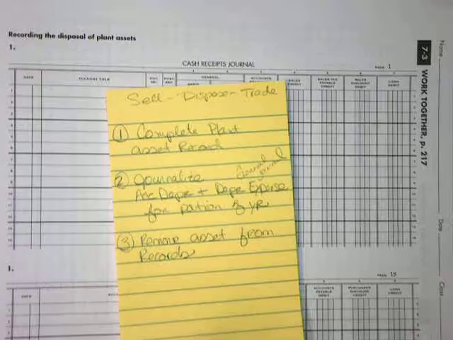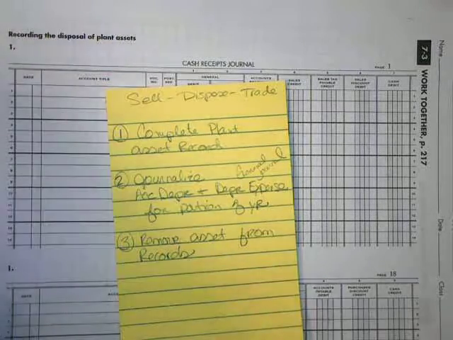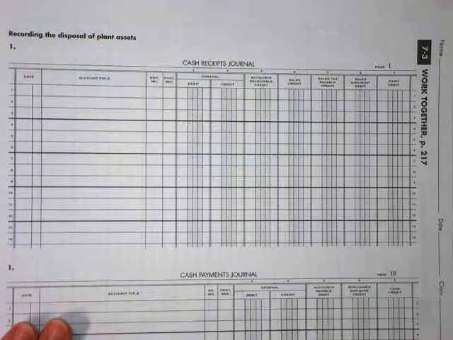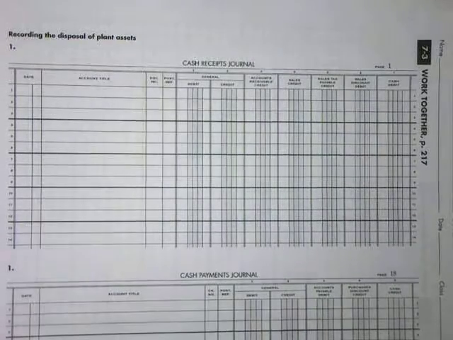All right, so we're going to go through this process. We're still going to need our plant asset records from 7.1. So you'll need to have those out as well, and then all of the working papers for 7.3, which will be a general journal, a cash receipts journal, a cash payments journal, and then a couple of more plant asset records for the desk and the truck.